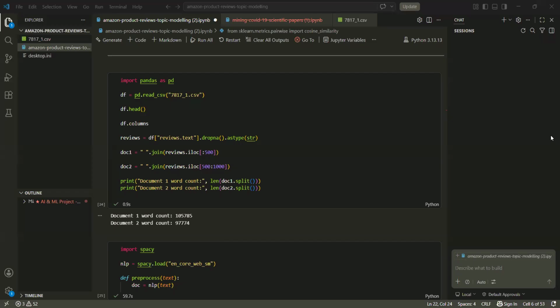Hello everyone. In this project, I analyzed document similarity using natural language processing techniques in Python. The purpose of this assignment was to compare two large text documents and measure how similar they are using preprocessing, vectorization, and cosine similarity techniques.